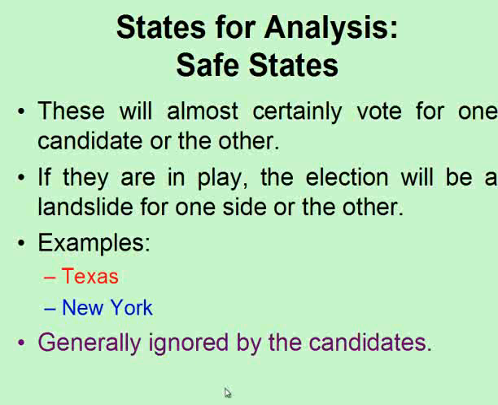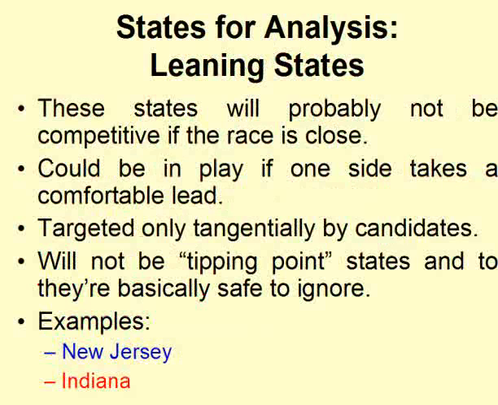They're generally ignored by the candidates. There may be some token ads that are run in these states, especially if they have media markets that reach other states. In New York City, there might be ads run because those ads may reach New Jersey and Pennsylvania, which are a little bit more swing states. But by and large, you're not going to see heavy blitzes of advertisements in states like Texas and New York because both candidates and their staffs know pretty much that those states are pretty much irrelevant.